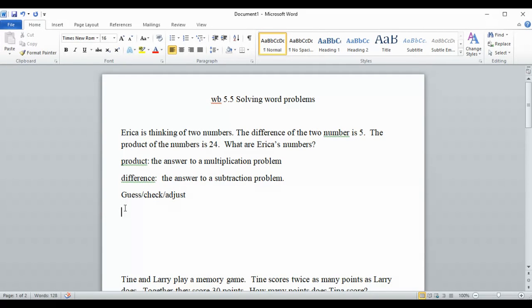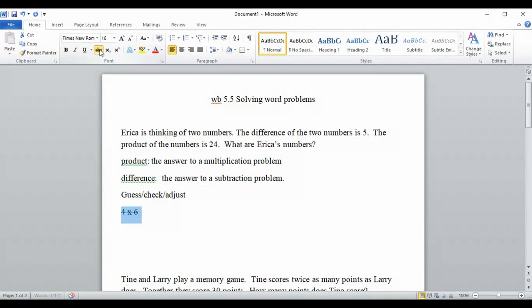And I'm just going to start with 4 times 6. I know that that equals 24 when I multiply. Now it says the difference of the two numbers is 5. So when I subtract these, 6 minus 4, do I get 5? No, I do not. Now I didn't say 4 minus 6 because I know I can't do that. I can put the greater one in front when I do the subtraction problem. So I know that 4 and 6 are not going to work.